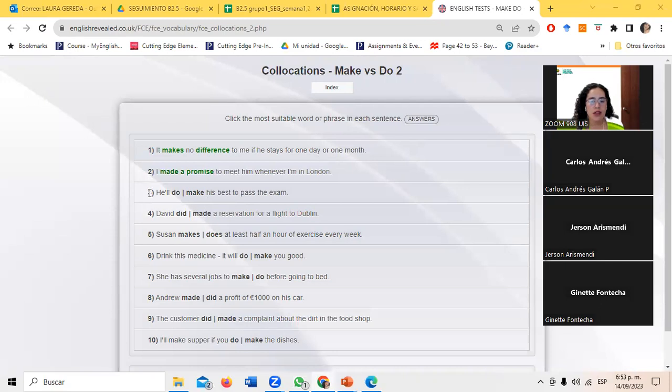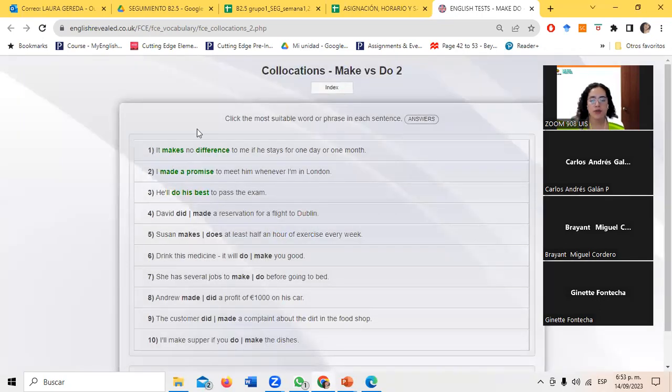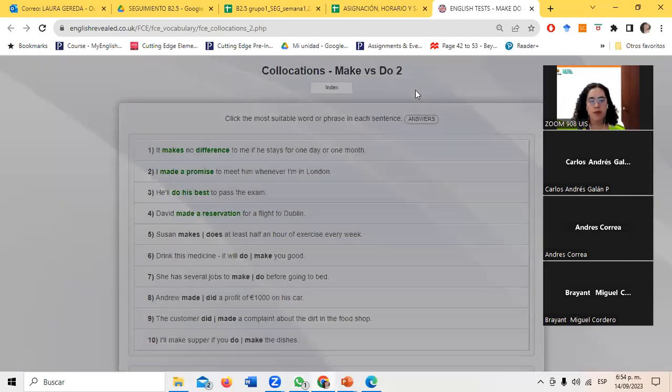Brian, next one. He'll do his best to pass the exam. To do one's best is to perform the task as well as possible. Andres, the next, number 4. Okay, teacher, number 4, David made a reservation for a flight to Dublin. Yes, he made a reservation. To make a reservation is to book, to arrange something.